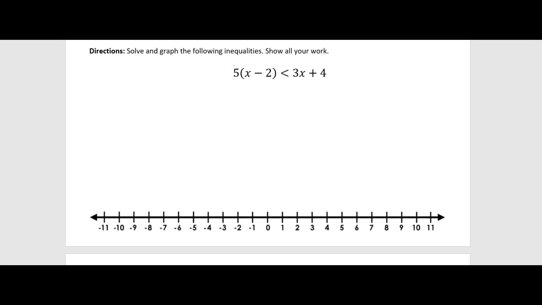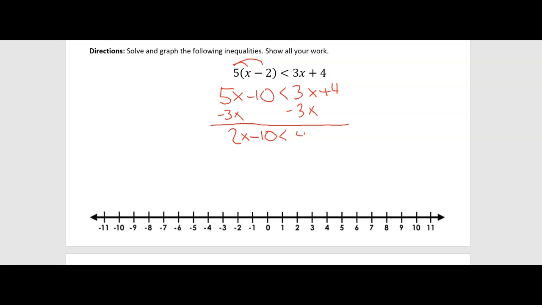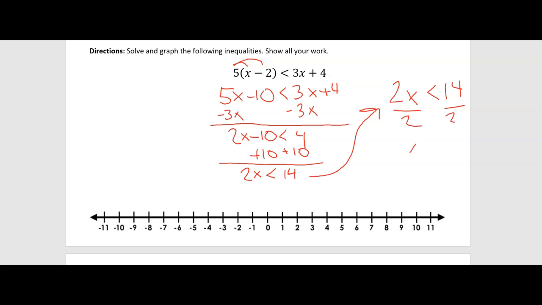All right, so the first thing I'm going to do is distribute. So I get 5x minus 10 is less than 3x plus 4. I'm going to subtract 3x from both sides. So I get 2x minus 10 is less than 4. I'm going to add 10 to both sides. So I get 2x is less than 14. Divide both sides by 2. And I get x is less than 7.